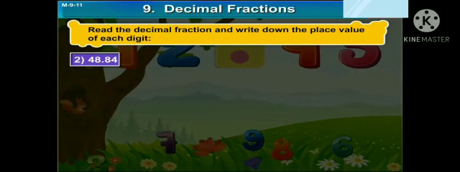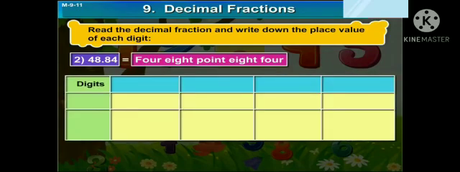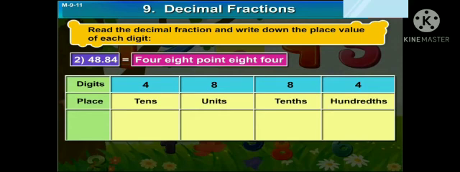The second one, 48.84. Now, let us see the place and place value. The digits are 4, 8, 8 and 4. Now, what is the place? 4 is tens, 8 is units, 8 is tenths and then 4 is hundredths.